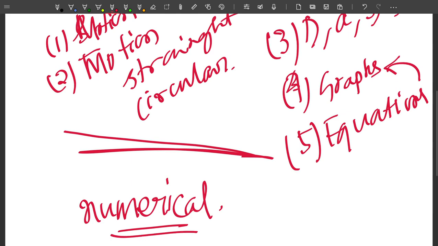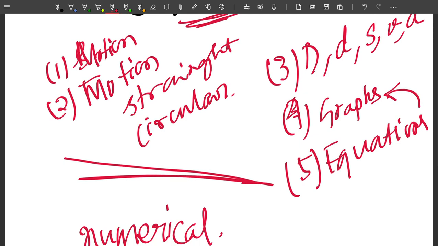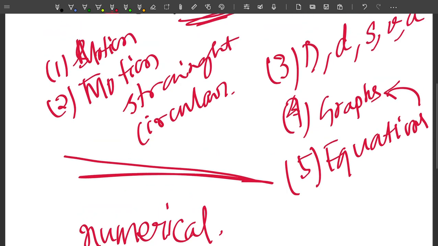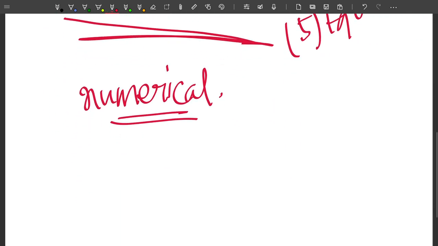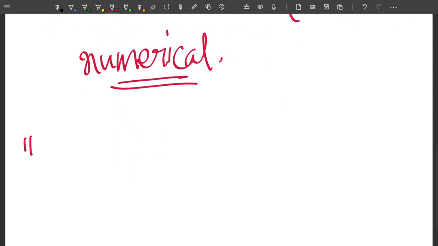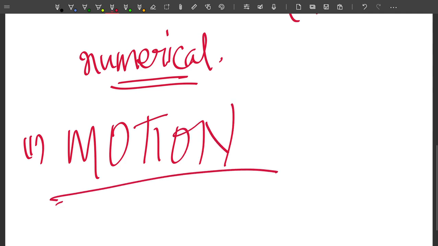So upon this pattern we will be moving on. However, in a single video I won't cover all the sections. I will make small videos so that it will be easier for you to recapitulate. So let us start from the first topic, which I said already: to understand what motion actually is.